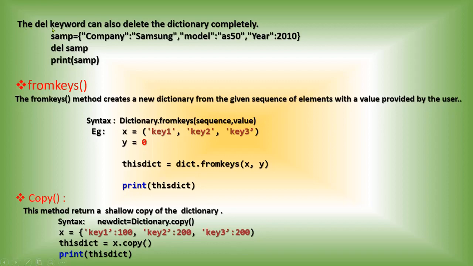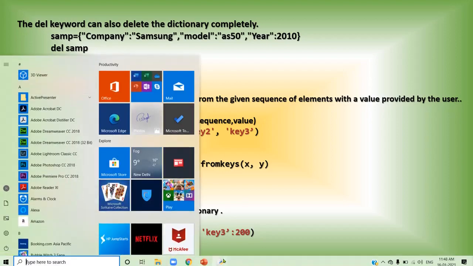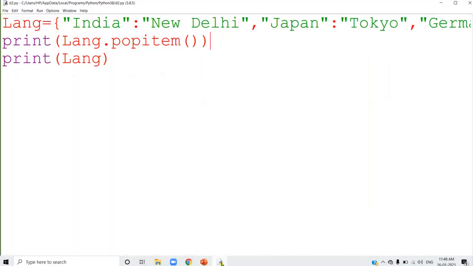Here I have written about the del keyword, which we already discussed in the previous class. Del is used to remove an element from the dictionary. Popitem will remove the last element from the dictionary. Del will remove the specified element from the dictionary, and that I will discuss later. Now the next method is fromkeys. fromkeys is the method which is used to create a dictionary from a given sequence.